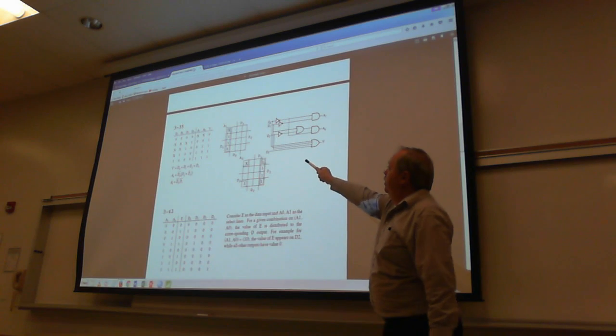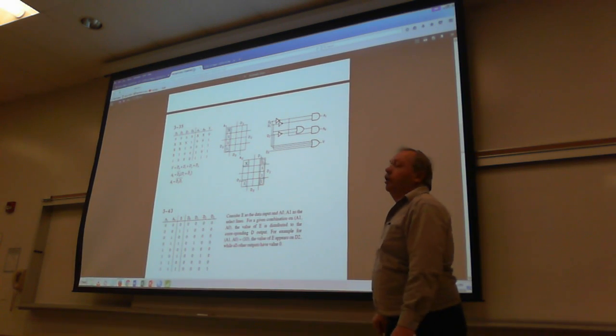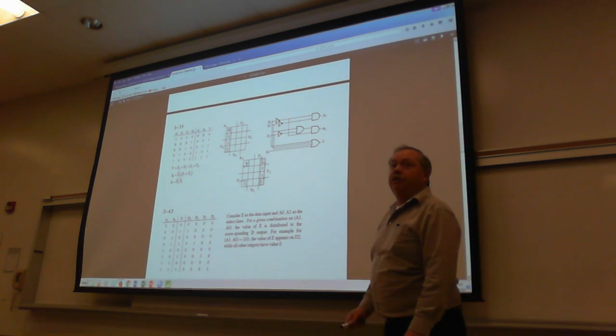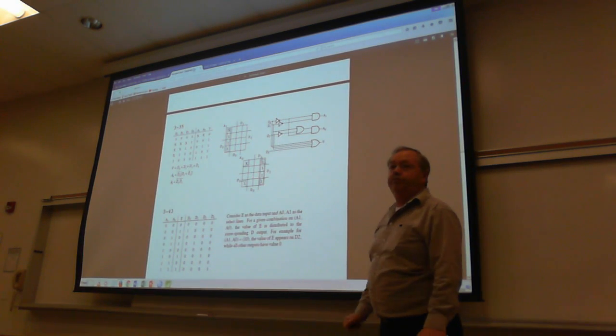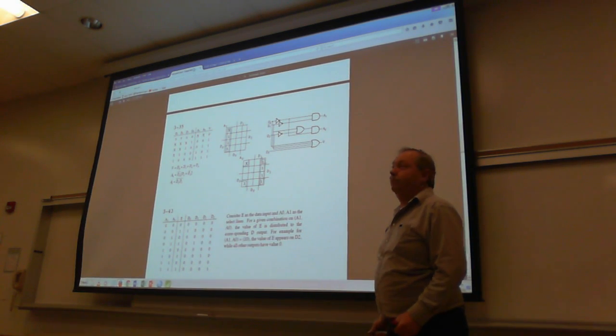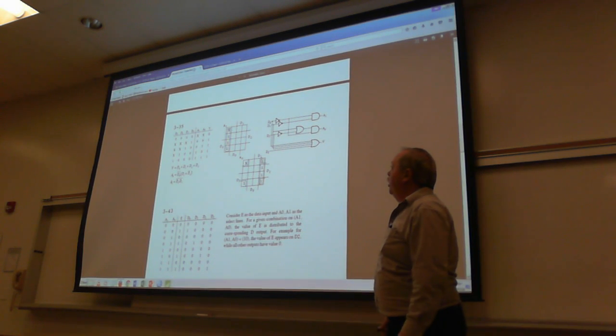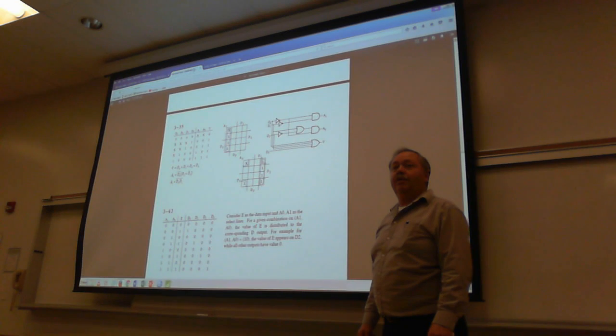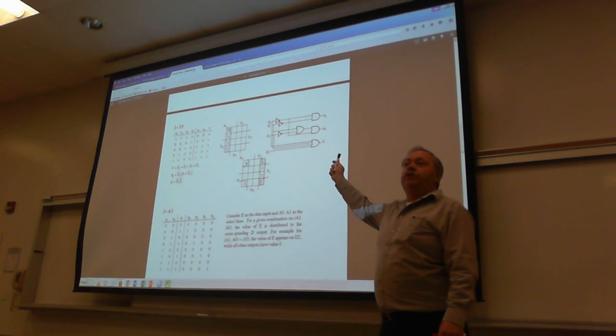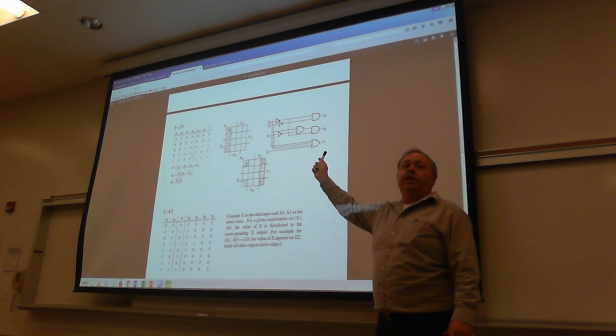What does our truth table say about not D0 and not D3 for A1? Where do you find not D0 and not D3 on the truth table? You don't.